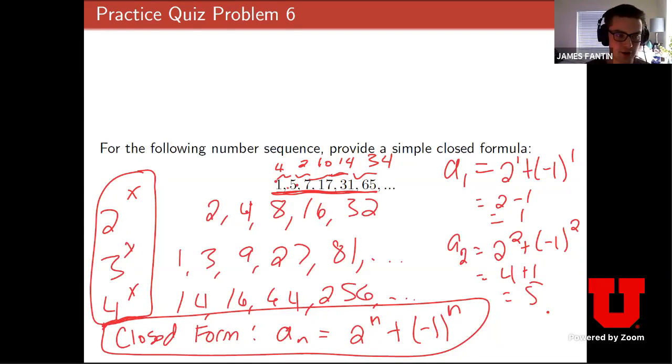The problems you're going to see on the homework and on the quizzes are going to be based on either these exponentials or simple multiplication steps or addition steps. So they're going to be patterns that you can hopefully pick up on, and that just comes from practice.